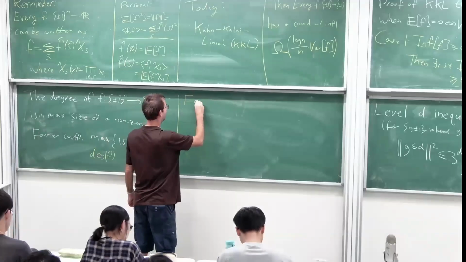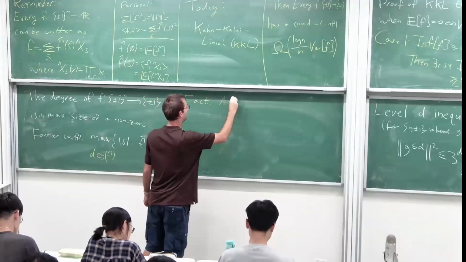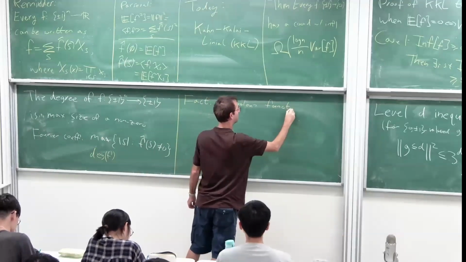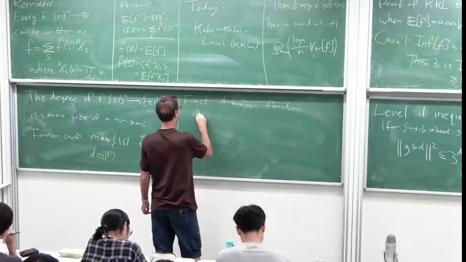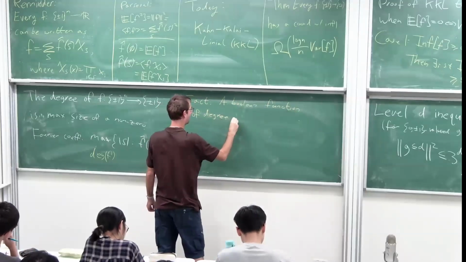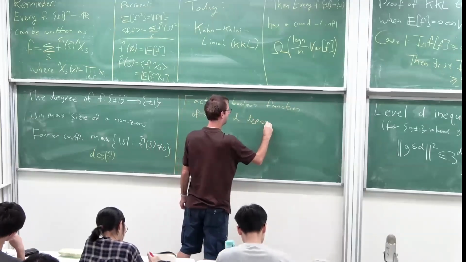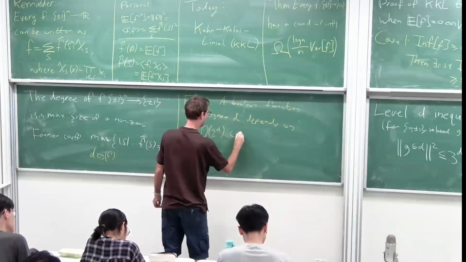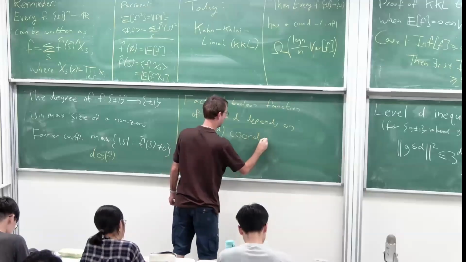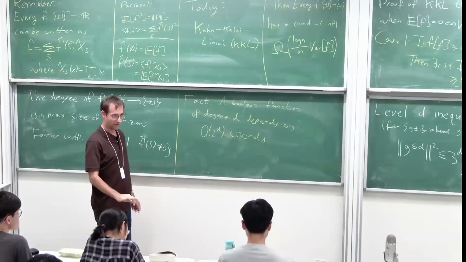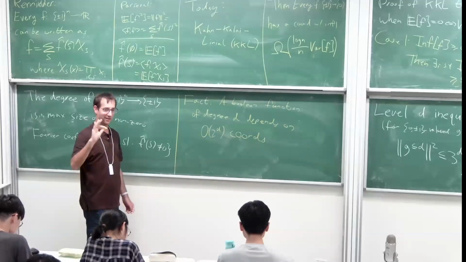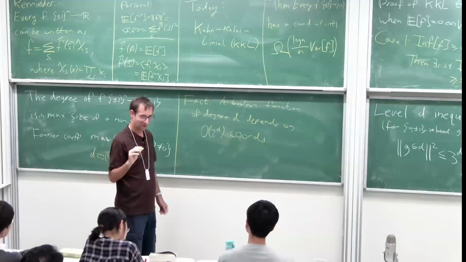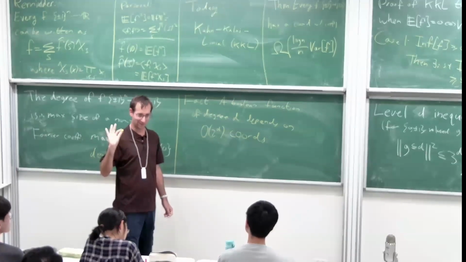So there's a fact: a Boolean function of degree D depends on order of 2 to the D coordinates. So if your function is Boolean and it's constant degree, then it depends on a constant number of coordinates. But we don't know exactly how many coordinates it can depend on.